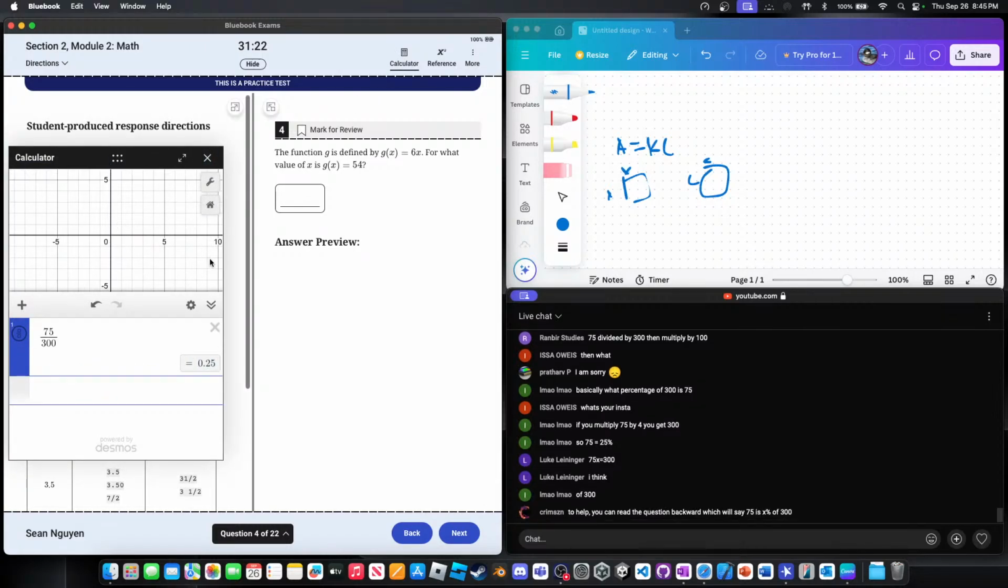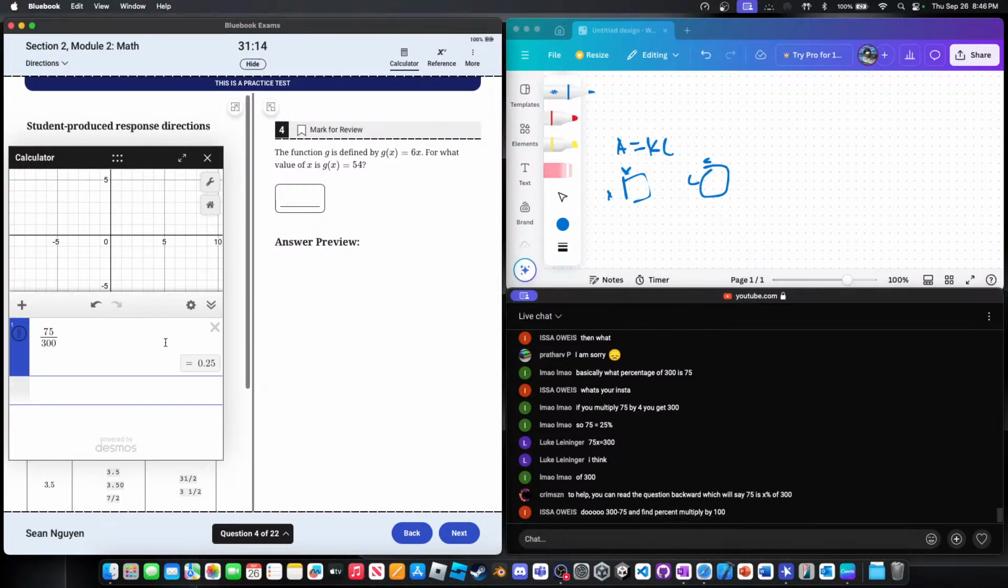To help, you can read the question backward, which says 75 is x percent of 300. Thanks for the tip, Crimson. Yeah, I found it. You found it, guys.